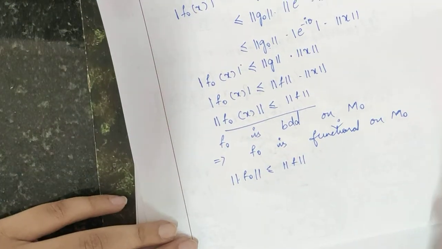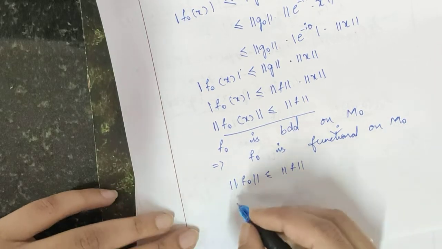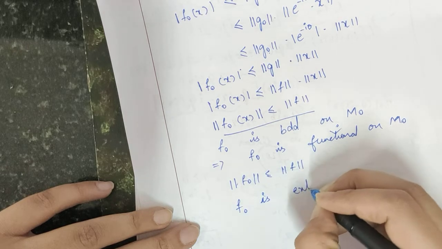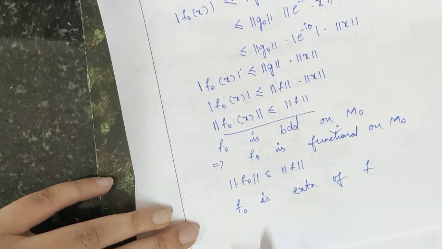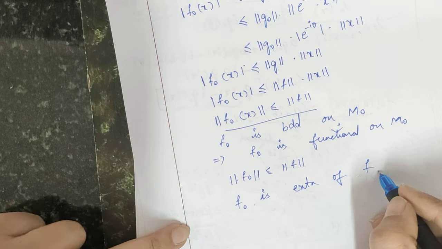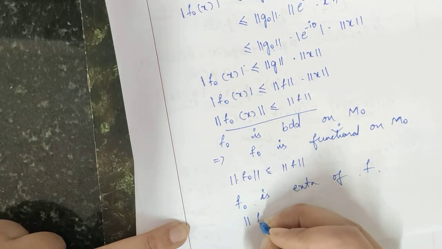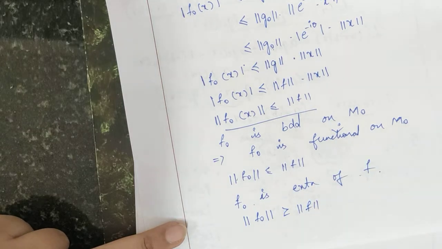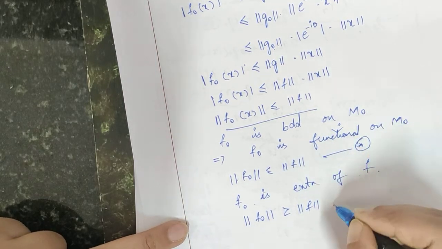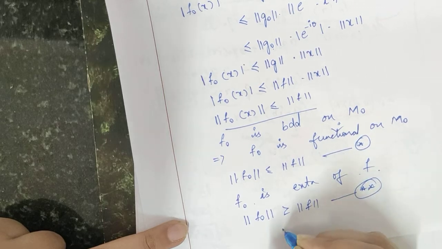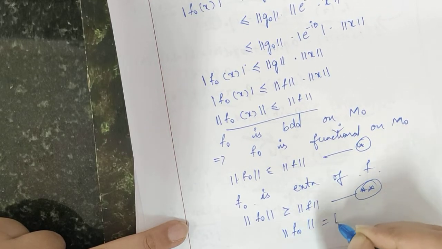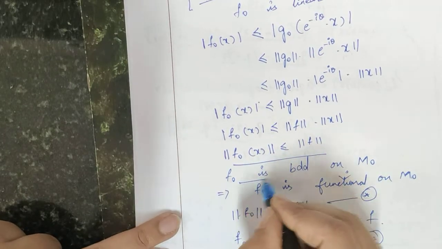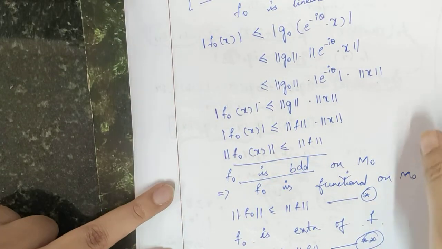Now from case 1 we have already known that f naught is an extension of f, right? F naught is an extension of f means I can write norm f naught is greater than or equal to norm f. So now from star and double star we can conclude that norm f naught is equal to norm f. Till here we have proved the boundedness property.